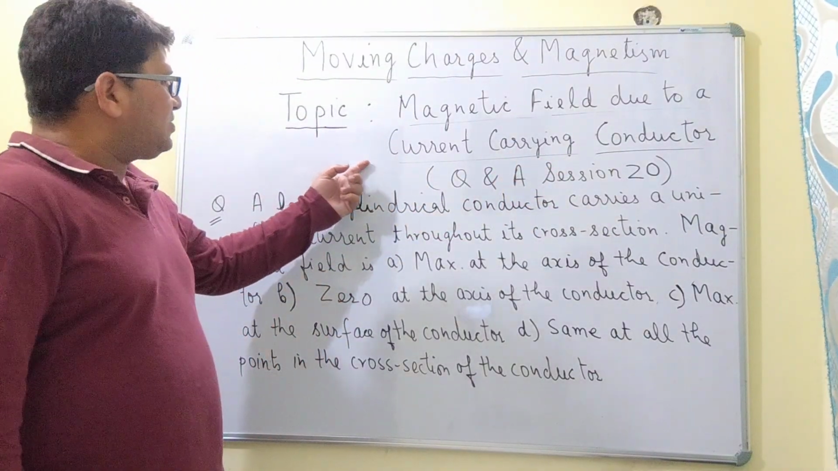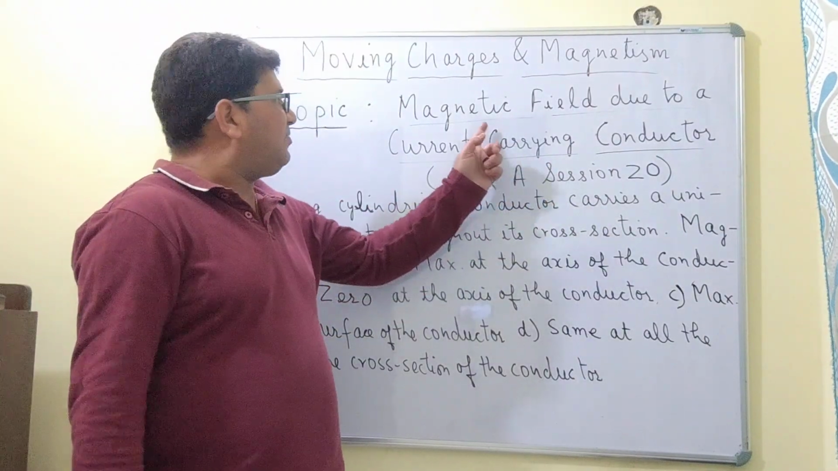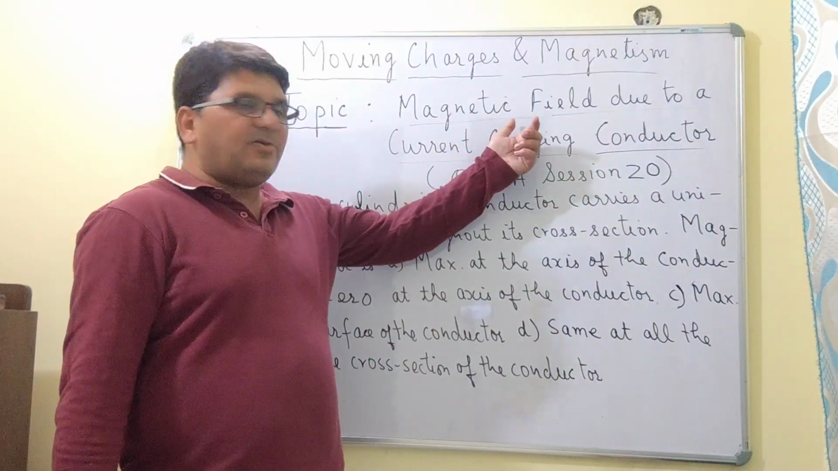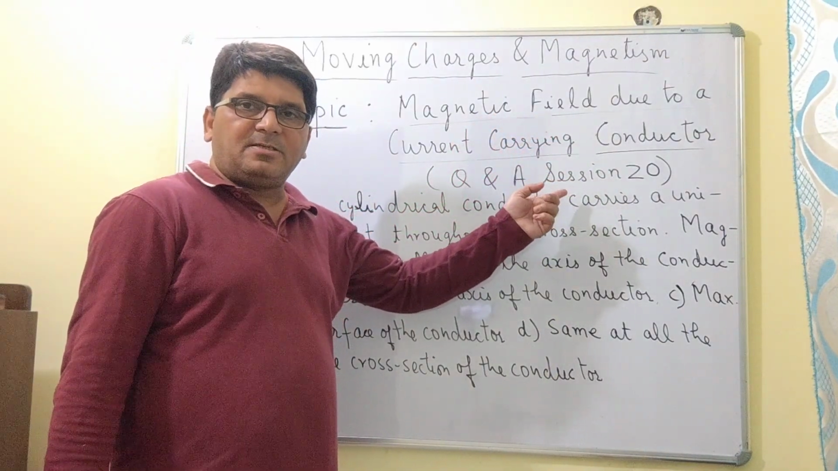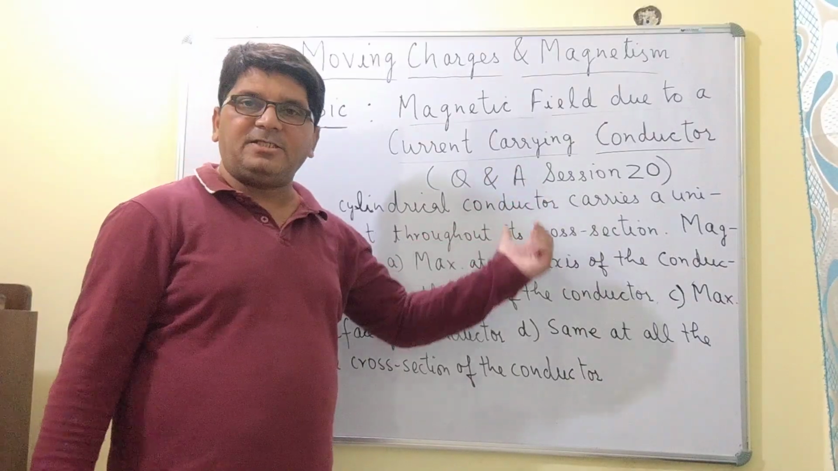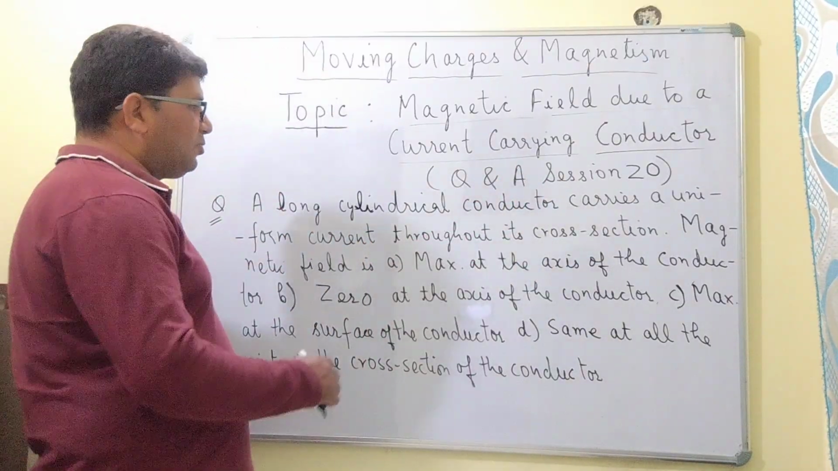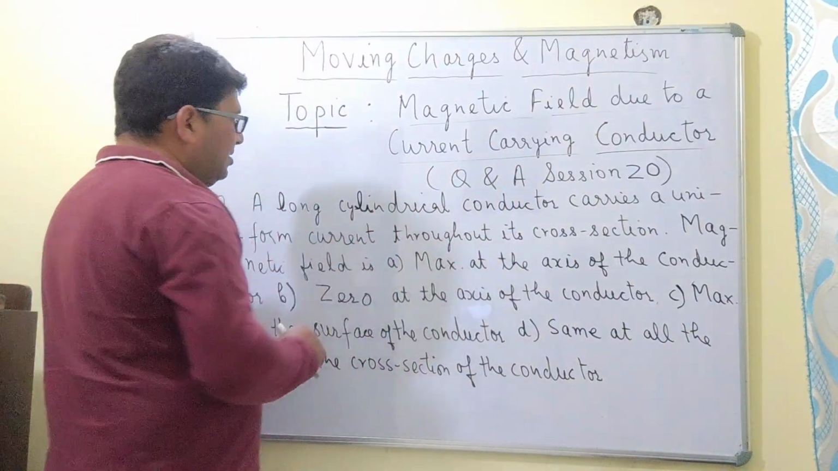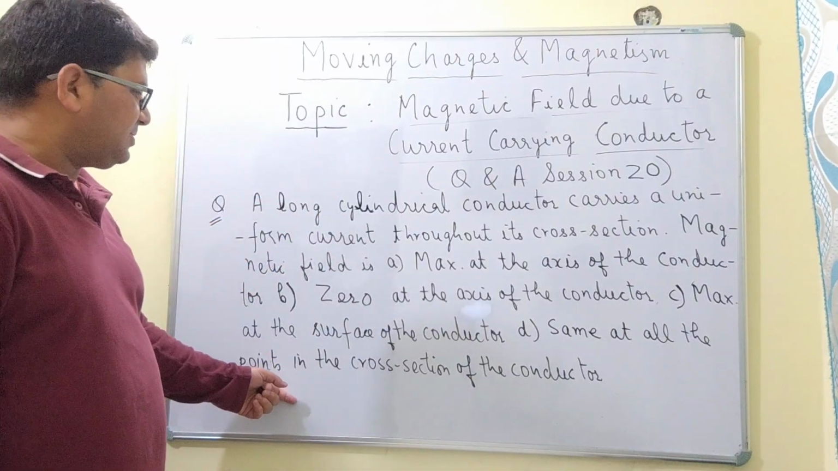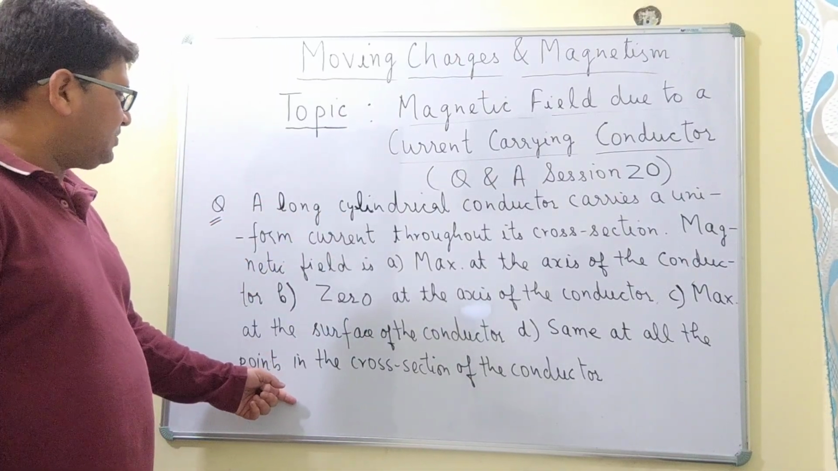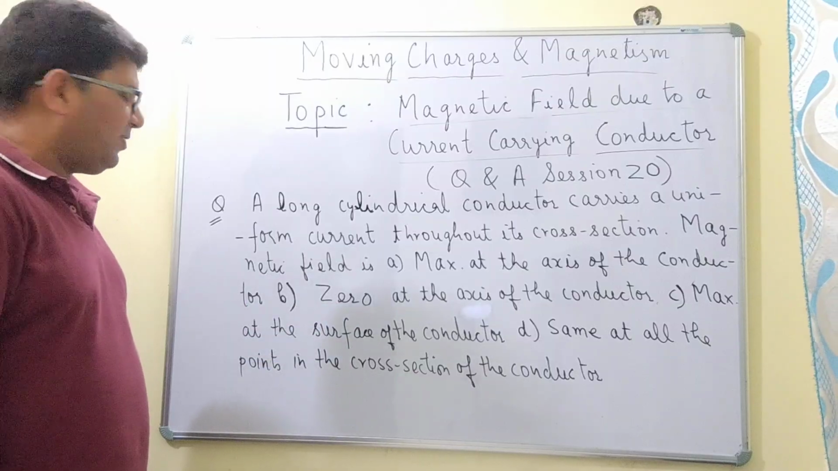Now this session is based on session number 18, in which we derived the value of the magnetic field at a point inside a cylindrical current carrying conductor, assuming that the current was uniform throughout its cross section. Based on that session, I have framed one question, and there are 4 alternatives and we have to find the correct one.